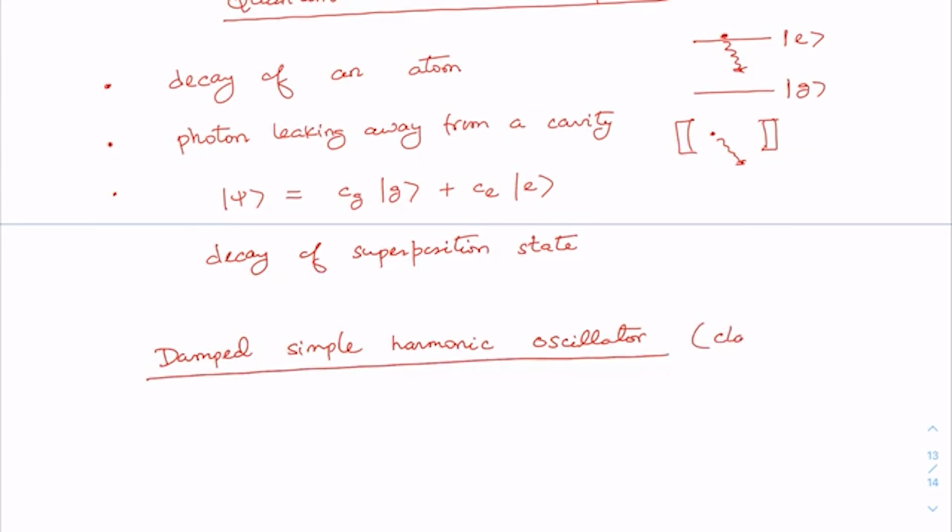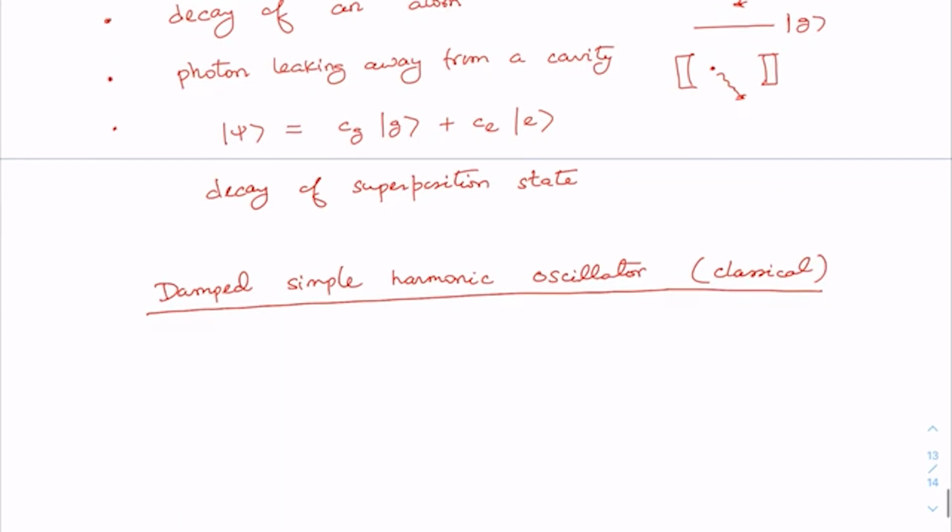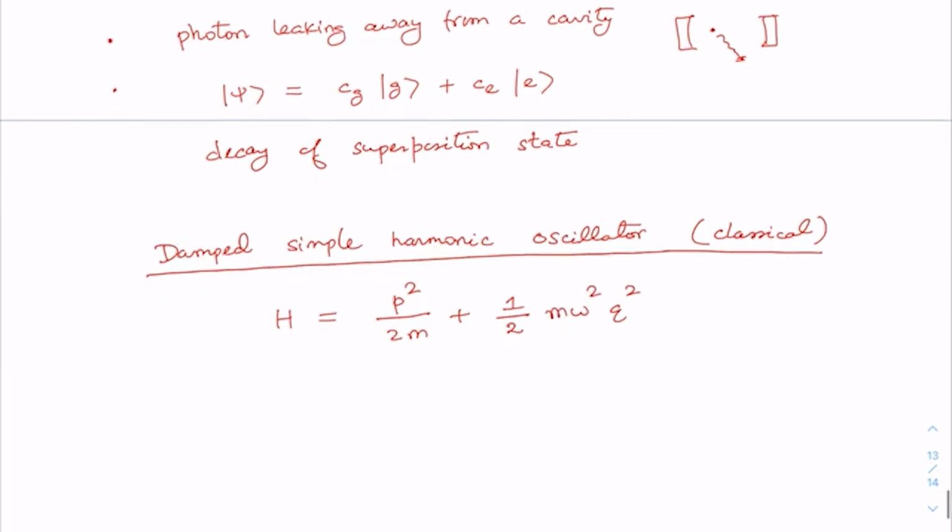So first let us see the classical case. We know that the Hamiltonian for a one-dimensional simple harmonic oscillator in classical mechanics is given by this equation, that is, H is equal to p square by 2m, where p is the momentum and m is the mass of the harmonic oscillator. This is the kinetic energy part. Then we have half m omega square q square, where omega is the oscillation frequency and q is the position.